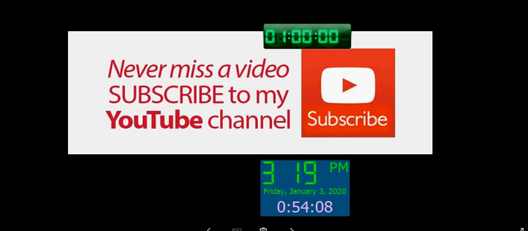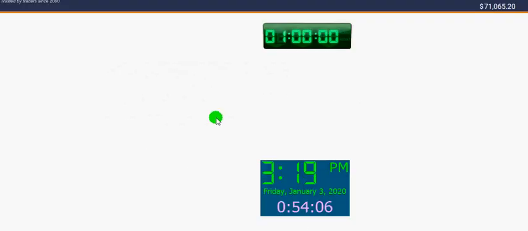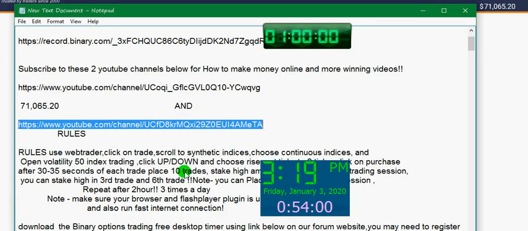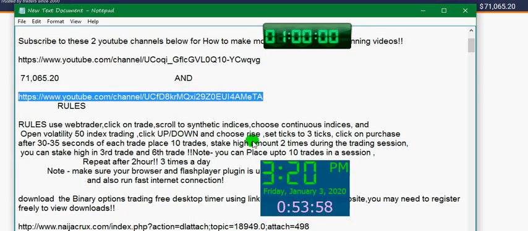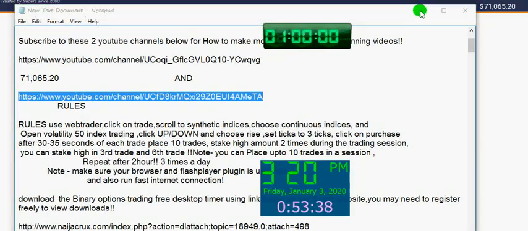So let's get back to the trading. As stated earlier, we'll be trading the volatility 50 index up down. All the rules for this strategy are stated right here. You can trade 10 times using this strategy. Then make sure you stake one high amount or two in between the trades, maybe after the third trade or the sixth trade. Everything is stated right here.